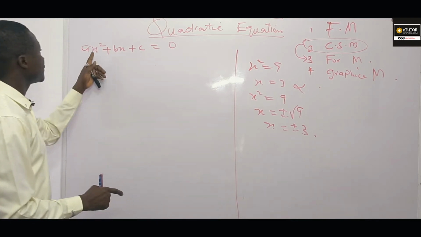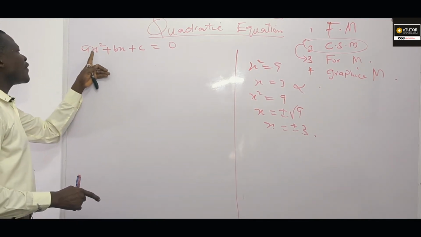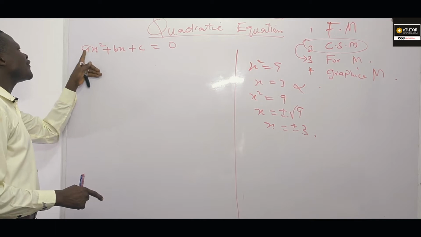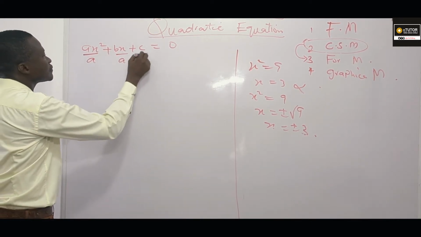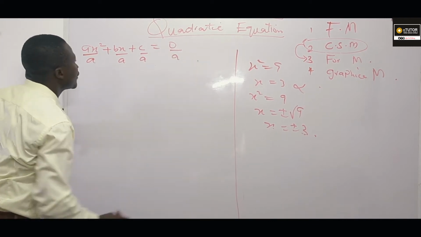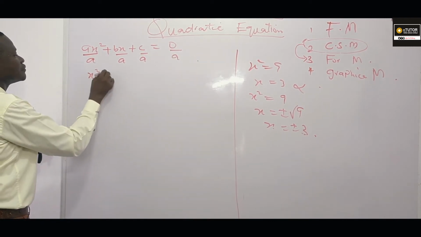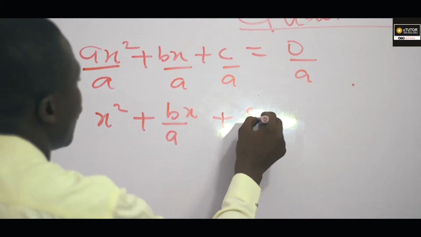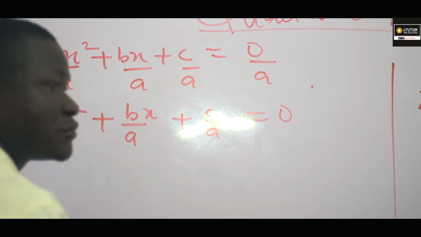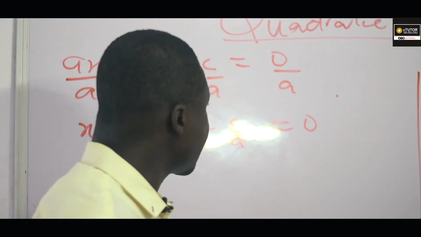So coefficient of x squared makes it to be 1. Where is x squared? What is there before? A. Coefficient of x squared is a, but we want to have it as 1. So what do we do? We divide through by a. We divide through by a. So what do you have? X squared plus bx over a plus c over a equal to 0. That's step 1. Step 2.